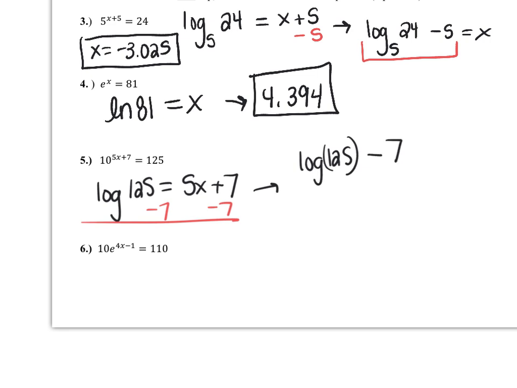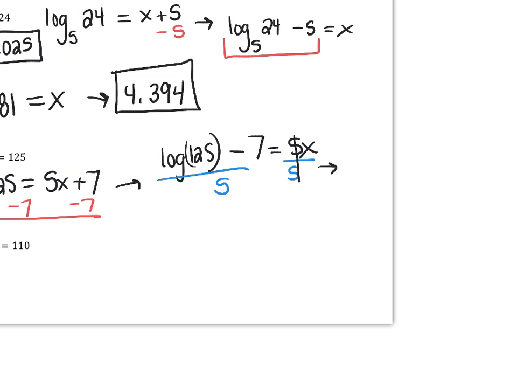And then our last step is going to be, because we have equals 5x, so we have to divide both sides by 5. Be careful when you're doing your calculator work on this. You must follow order of operations. So when we put this into our calculator, we'll do log base 10, or the common log of 125. Then we'll subtract 7. Then we'll divide everything by 5. So log 125 minus 7 divided by 5 equals, x equals negative 0.981.